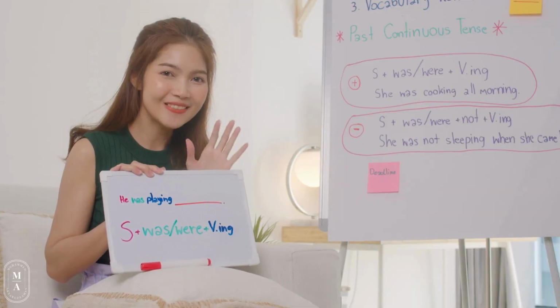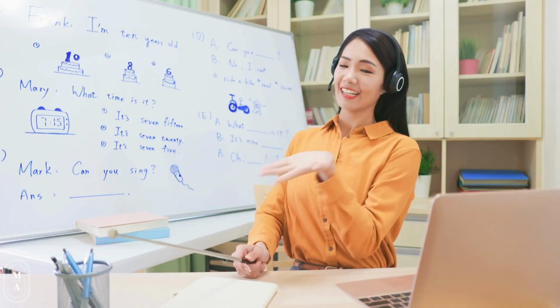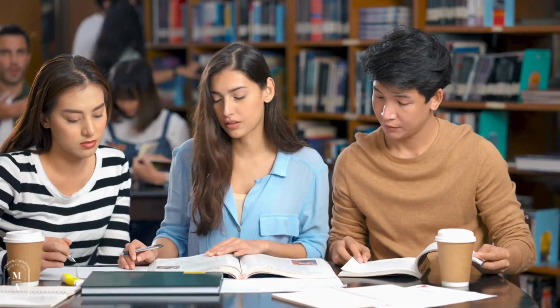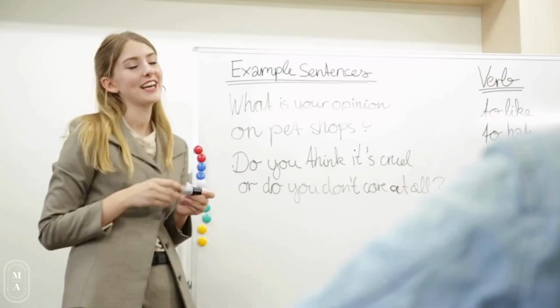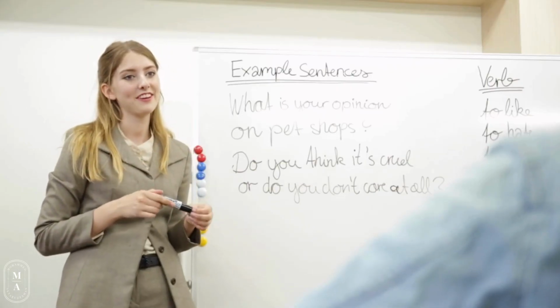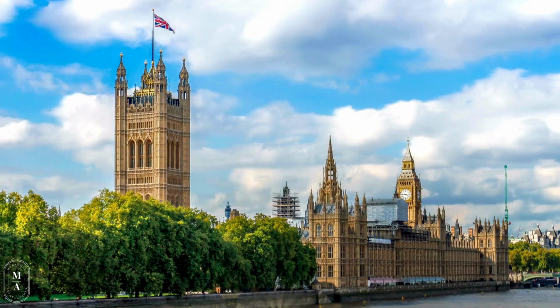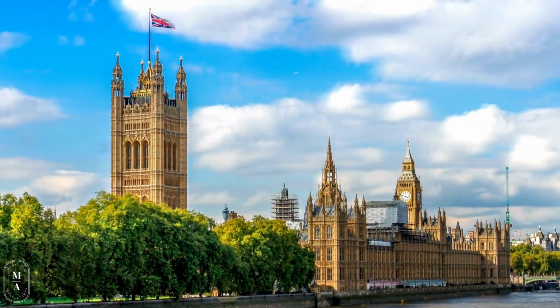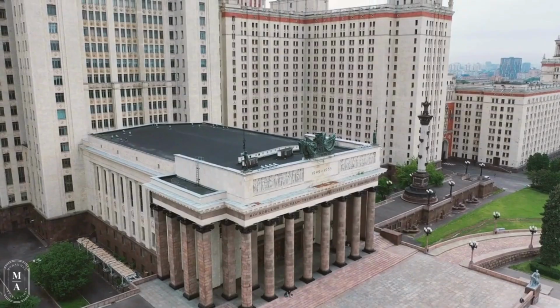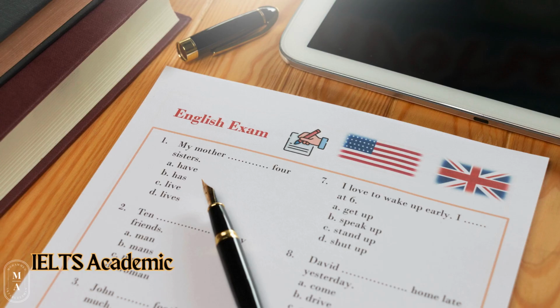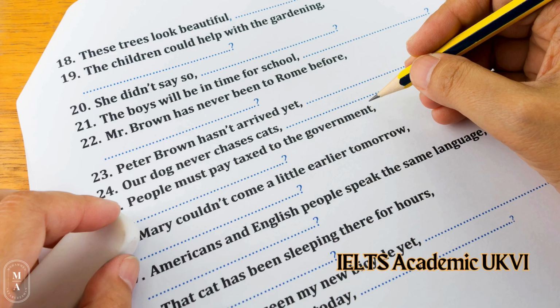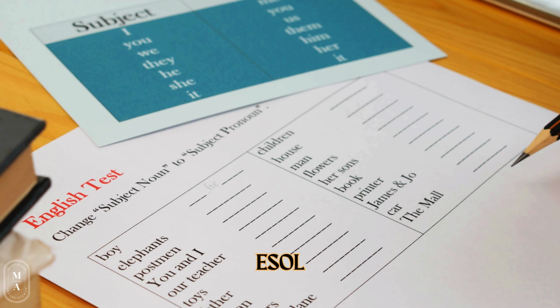The third requirement is English proficiency. You must prove that you can read, write, speak, and understand English. You can prove that by passing a secure English language test from an approved provider. On gov.uk, they have listed a few approved providers, for example, Pearson Academic UKVI, IELTS Academic, or IELTS UKVI, or you can even take an ESOL exam.